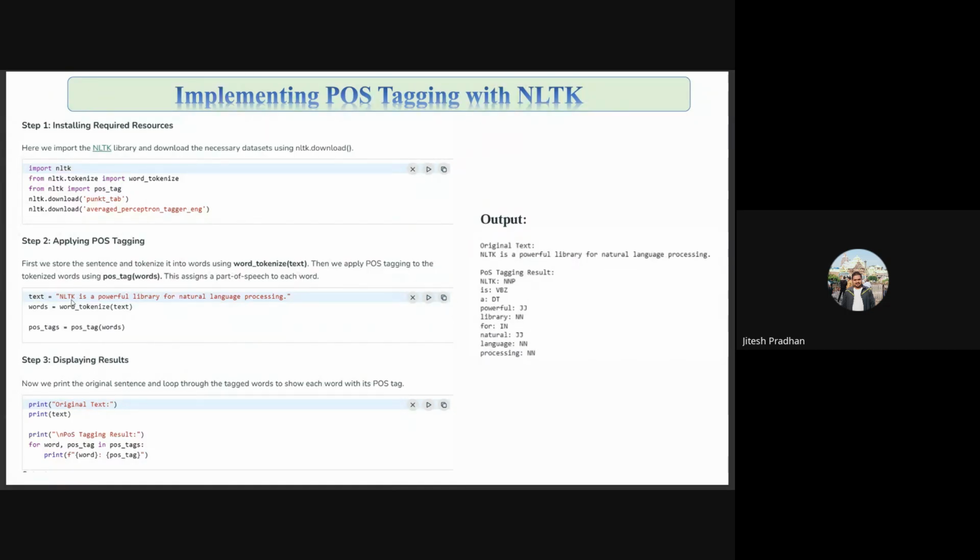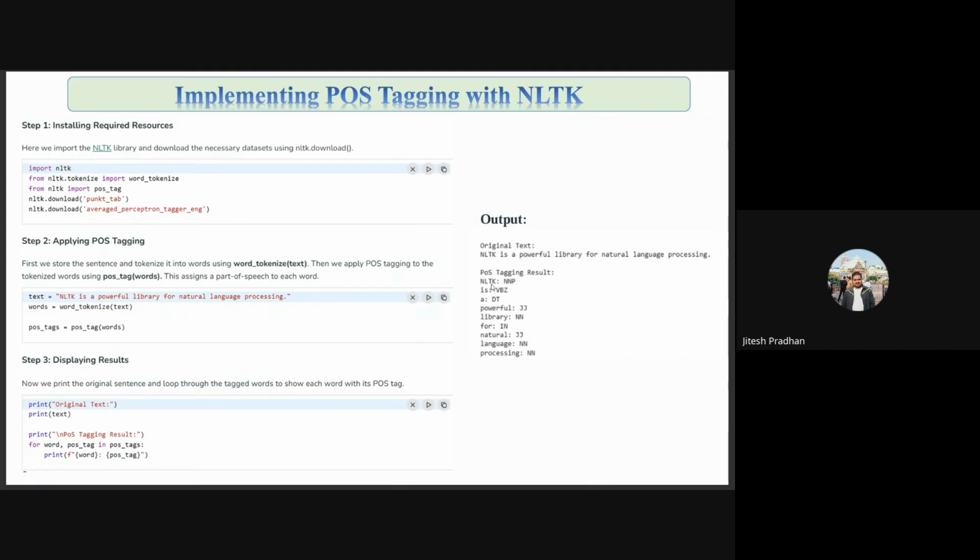We have this text: NLTK is a powerful library for natural language processing. At the first step, we have to tokenize it. To tokenize it, we have already imported word tokenizer. So with word tokenize, we pass this text and it will generate the tokens. In words, we will have the tokens. Now we will call POS tag, and all the tokens will be passed to the POS tagger. So it will generate the POS tags.